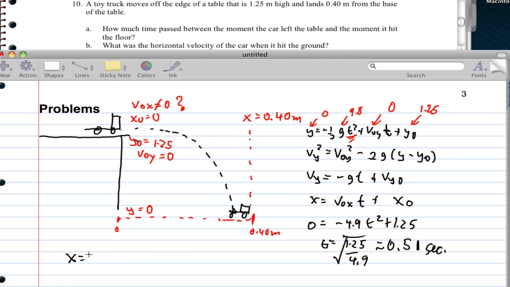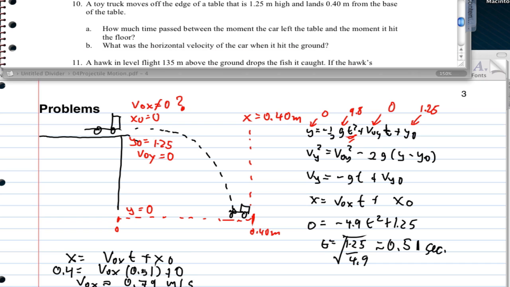And we want to know the horizontal velocity of the car when it hit the ground. So x equals v naught x t plus x naught. We have 0.4 equals v naught x times 0.51 plus 0. So we're actually going to solve for v naught x from here. And when we do that, we're going to end up getting that v naught x is about equal to 0.79 meters per second. So that's pretty much the answer to number 10. Now let's move on and take a look at number 11.